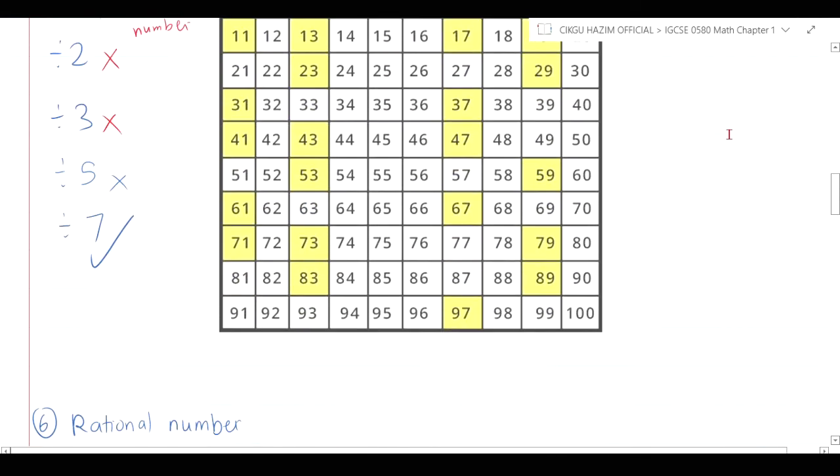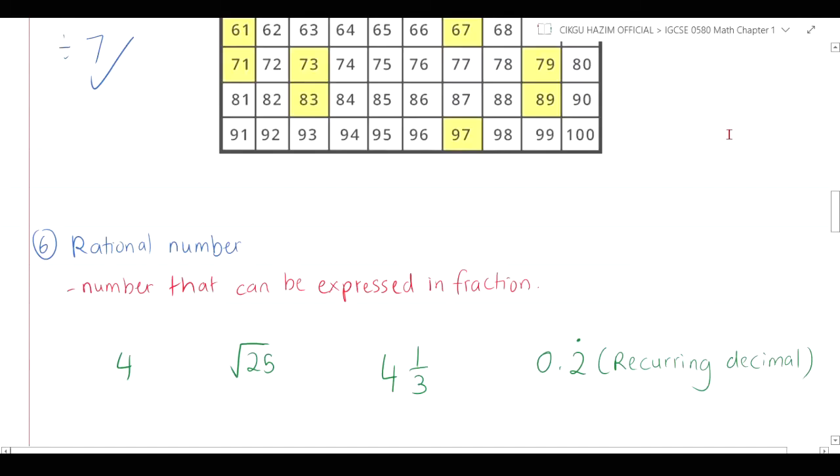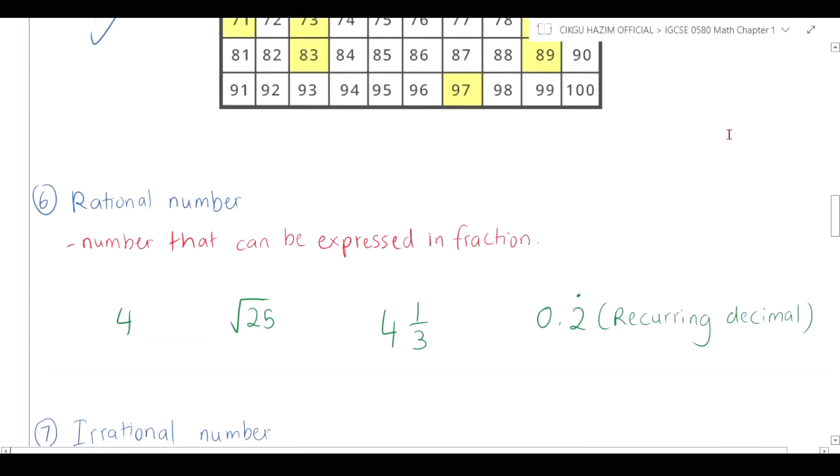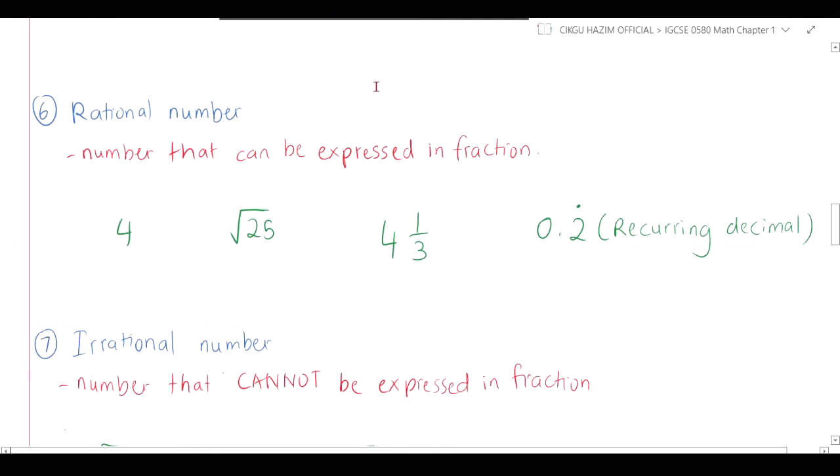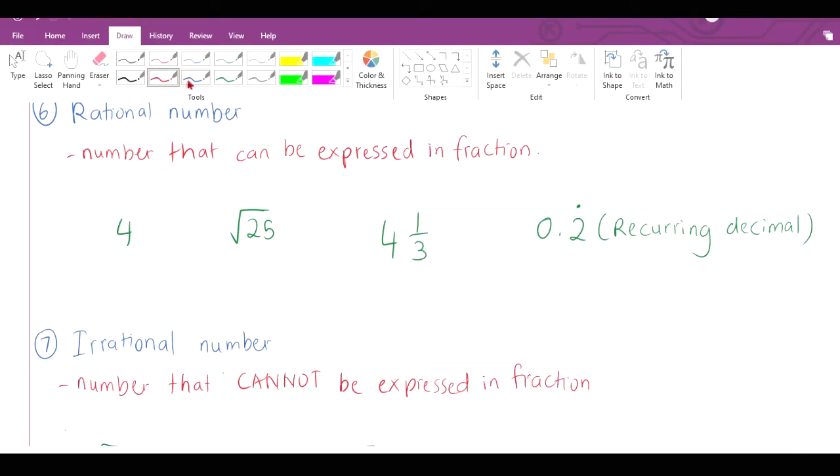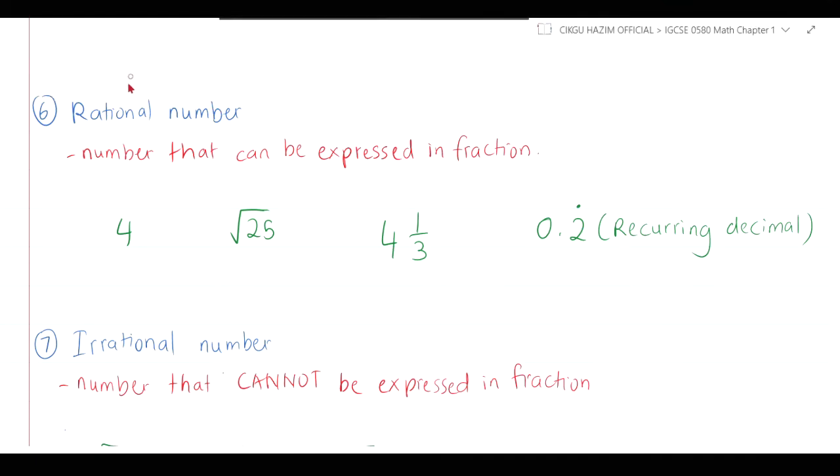And now let's continue to the next type of number, number 6 here, which is rational number. This one, be very careful, and there was also a question asking about this. A rational number is a number that can be expressed as a fraction. Always remember that. So is 4 a rational number? Yes. Why? Because it can be expressed as a fraction: 4 over 1.